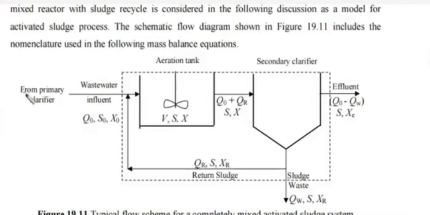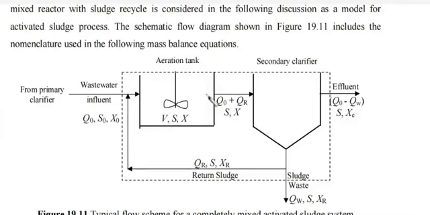The sludge which comes from the primary tank enters the aeration tank, and here the oxidation reaction takes place. V is the volume, S is the substrate concentration in the tank, X is the microorganism concentration, which we call the biomass concentration in the tank. Q0 represents the flow rate of the influent wastewater. S0 is the substrate concentration in the influent. X0 is the biomass concentration in the influent.